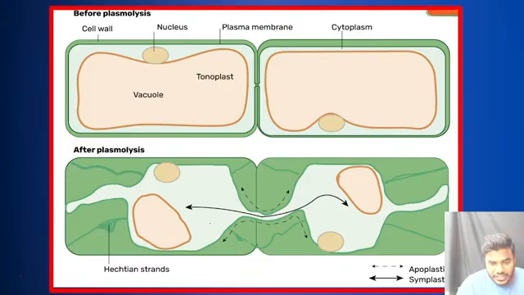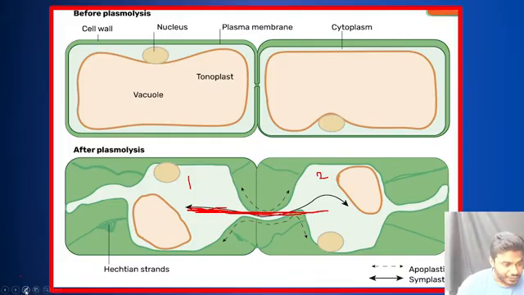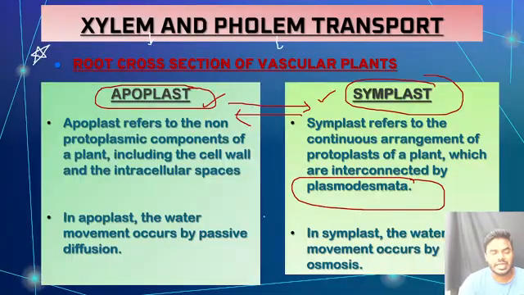You can see, friends, all the students look at this: the red color arrow whatever I am showing. This is cell 1, this is cell 2. So through the plasmodesmata, ions or molecules are moving. Now the one I am drawing with the blue color arrow, what pathway is this, friends? Apoplastic pathway, through the cell wall and the intercellular space. Never forget what is apoplastic and what is symplastic.